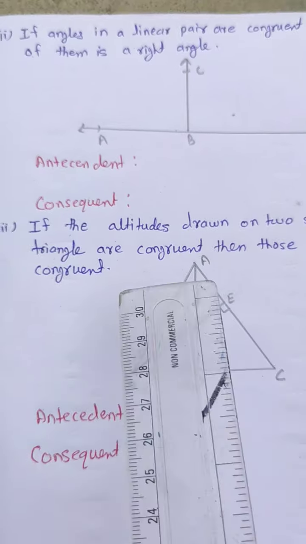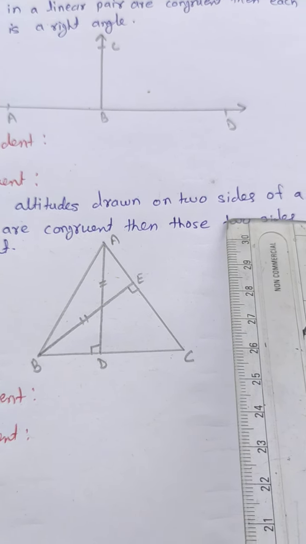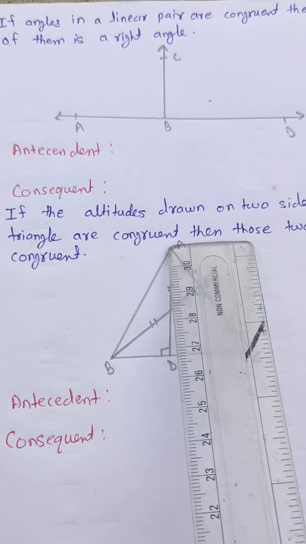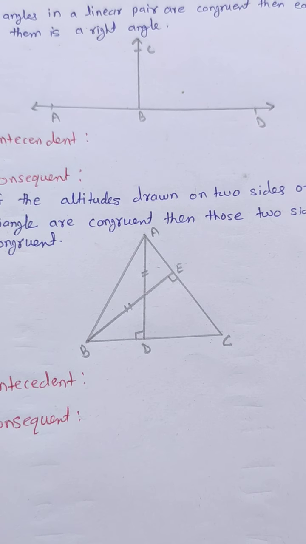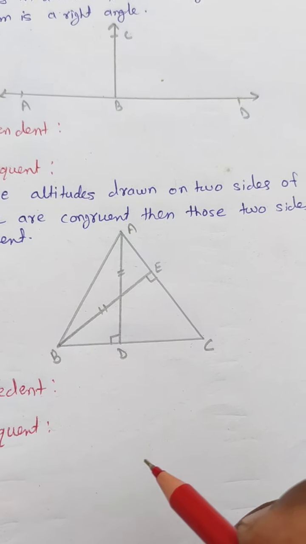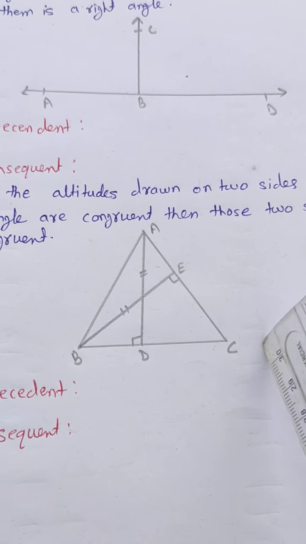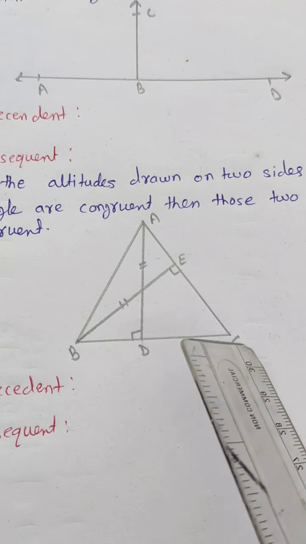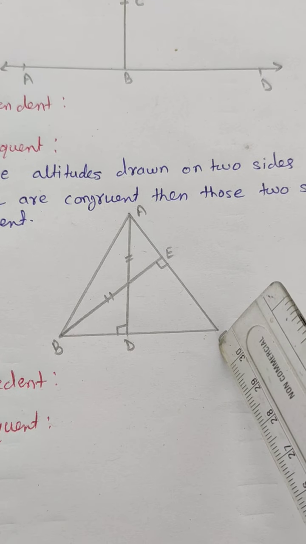Now come to question number 3. If the altitudes drawn on two sides of a triangle are congruent, then those two sides are also congruent. You know altitudes, a perpendicular line in a triangle. See here, this is triangle ABC. In that, one altitude is AD, which is drawn on side BC. The second altitude is BE, which is drawn on side AC.